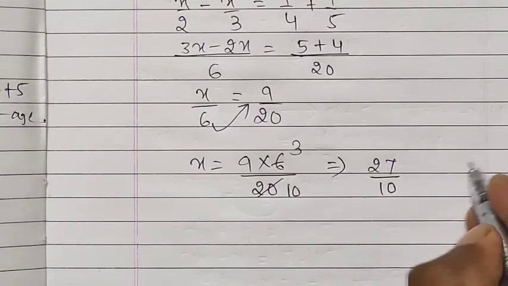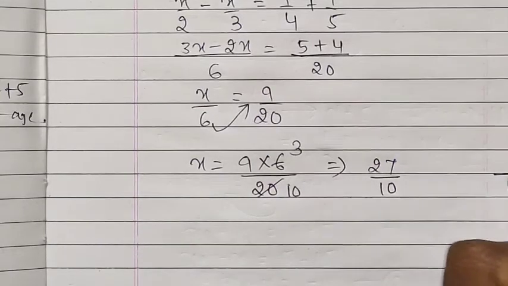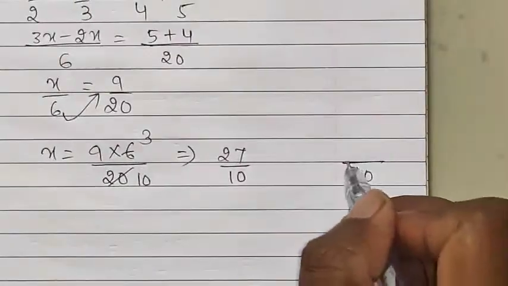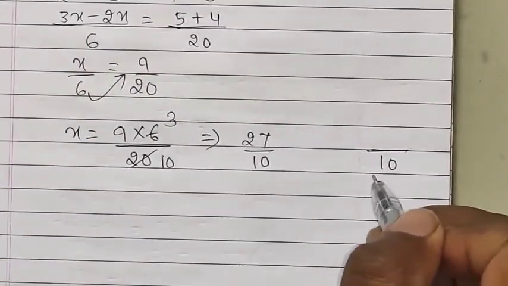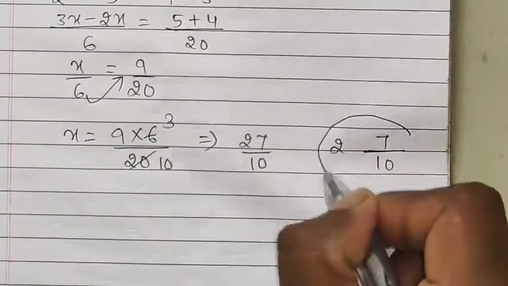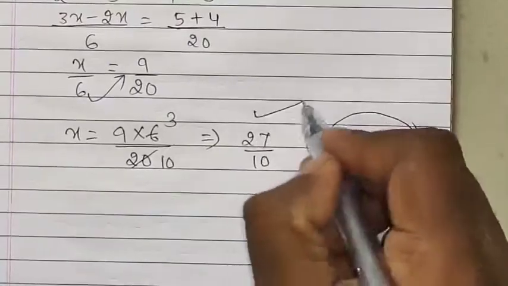If you want to write it as a mixed fraction, you write this 10 as it is. 10 table near 27: 10 2s are 20, 7 is remaining. This is the mixed fraction. It's enough.